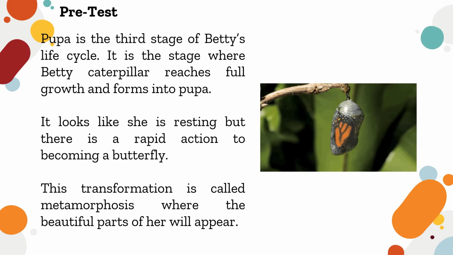Pupa is the third stage of Betty's life cycle. It is the stage where Betty Caterpillar reaches full growth and forms into a pupa. It looks like she is resting, but there is a rapid action to becoming a butterfly. This transformation is called metamorphosis, where the beautiful parts of her will appear.